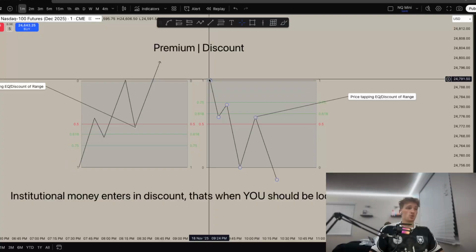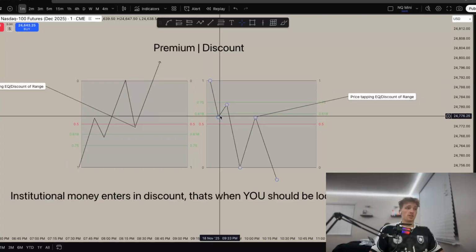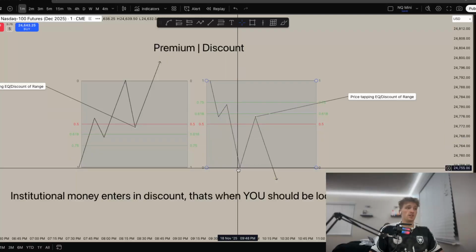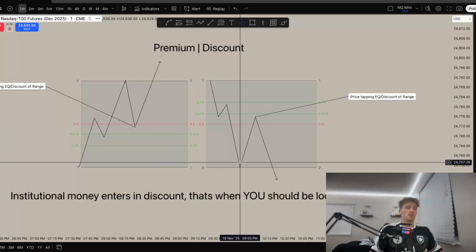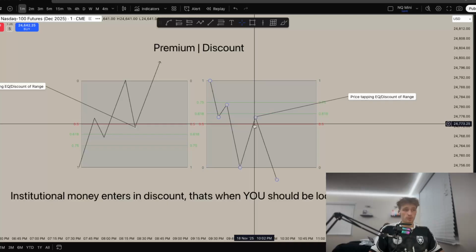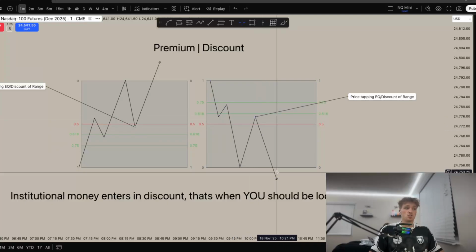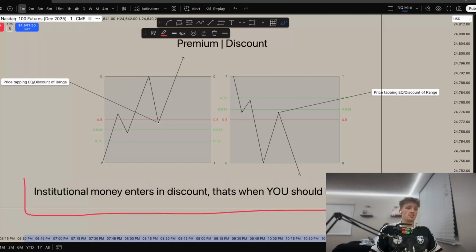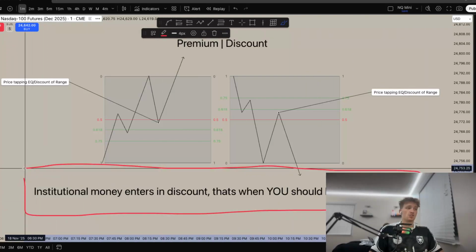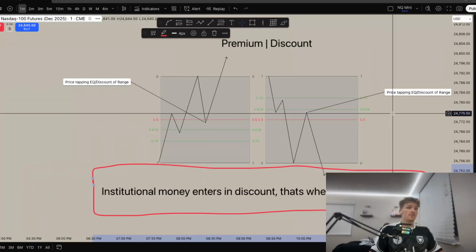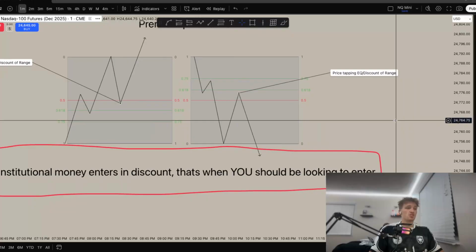Back to this example, guys, for shorts, all right? If we would want to see short continuation, bearish leg right here, little rebalance, continue to be bearish, we would go from the high to the low. We'd want to see price tap this equilibrium mark, also discount, and that's where we would enter. That's where we would enter to see short continuation. All right. Institutional money enters in discounts. That's when you guys should be looking to enter your positions. All right. This is something to just keep in track, guys.